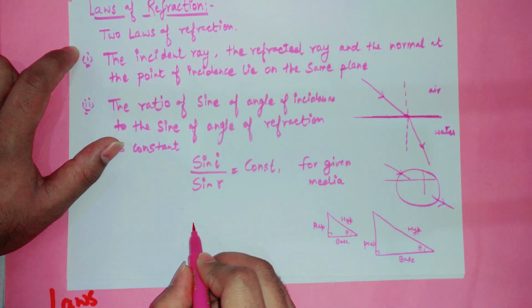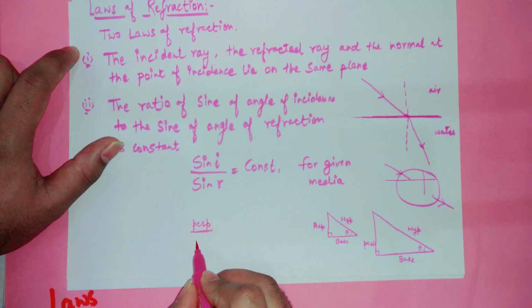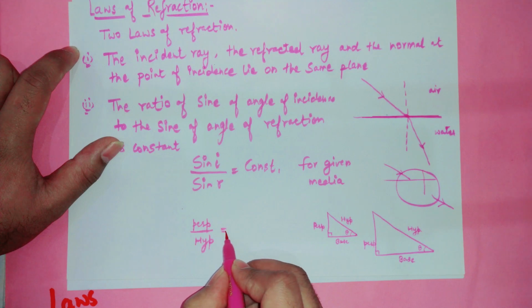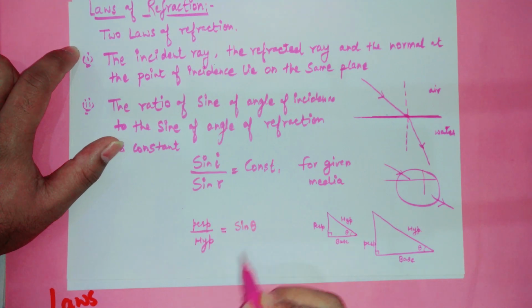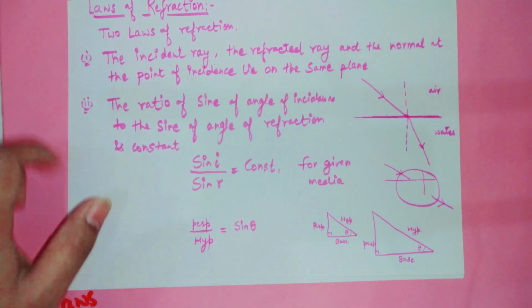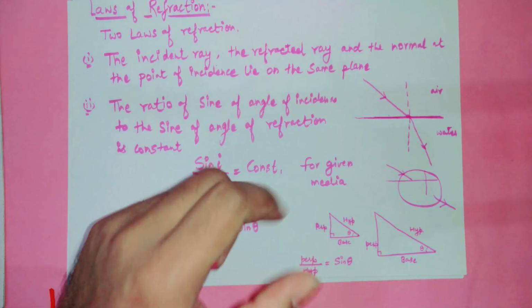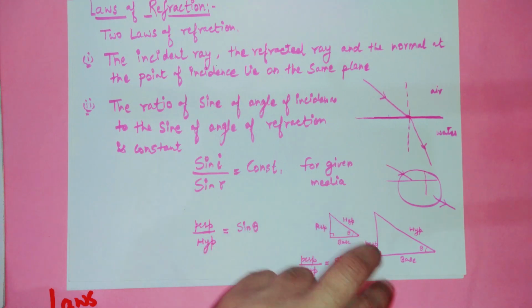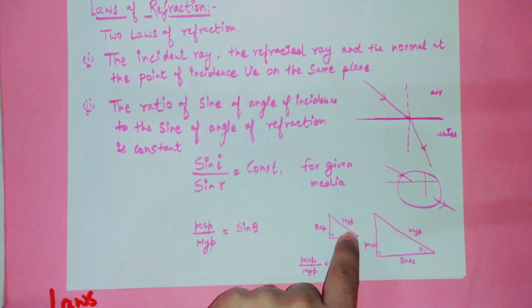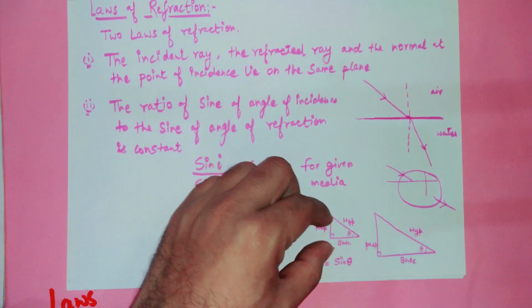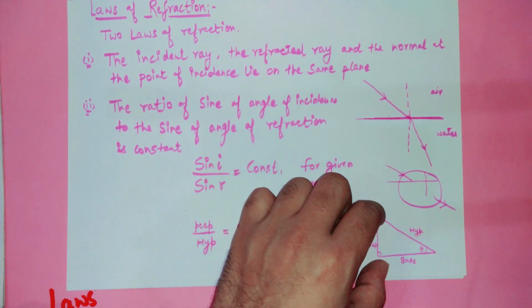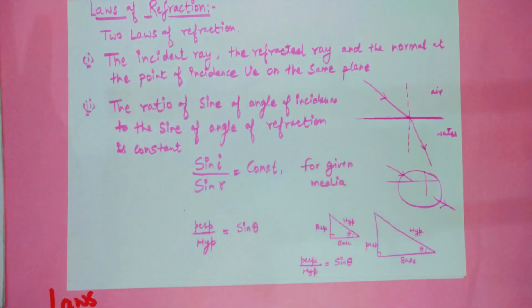Perpendicular upon hypotenuse is always sine theta, and here also the perpendicular upon hypotenuse is sine theta. So these two values are constant. Whether we have a smaller or a greater right angle triangle, if this angle is the same, let this be 30 and this also 30, then the ratio of perpendicular to hypotenuse will always be constant for any right angle triangle.